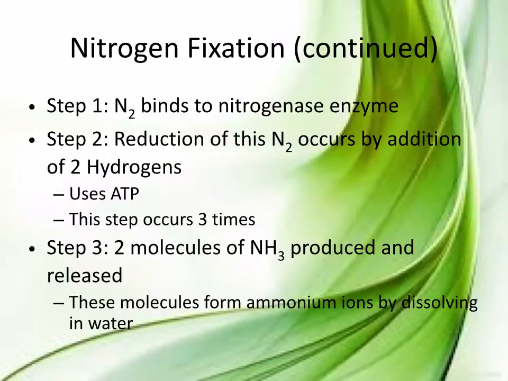So to highlight the steps of nitrogen fixation, step 1 is the N2 is going to bind to the nitrogenase enzyme. Step 2, the reduction of this N2 occurs by addition of 2 hydrogens. And this uses ATP, and this step is going to occur 3 times, producing in step 3 2 molecules of NH3. And these 2 molecules of NH3 are then released, and these molecules are going to form ammonium ions by dissolving in water.